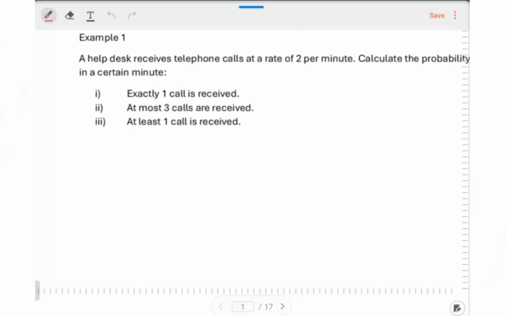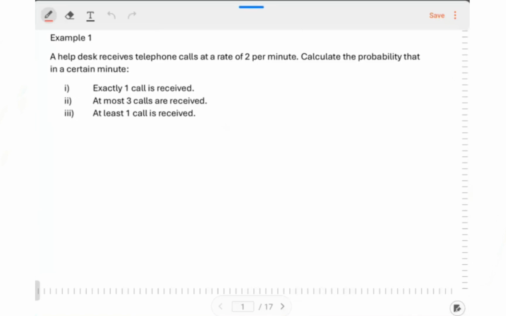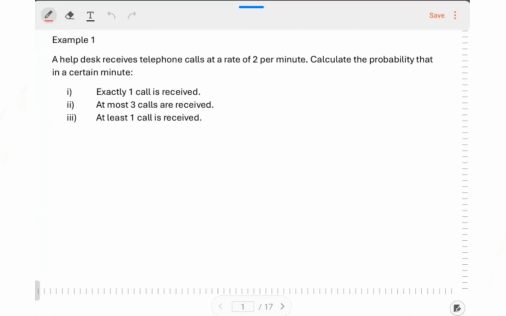So the first example is: a help desk receives telephone calls at a rate of 2 per minute. Interval of time 1 minute is given, and 2 calls are coming in 1 minute. So this means X is a Poisson distribution and the parameter lambda is 2. Okay.